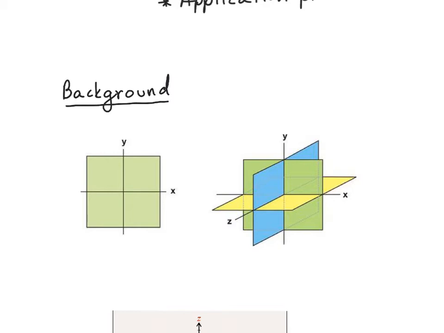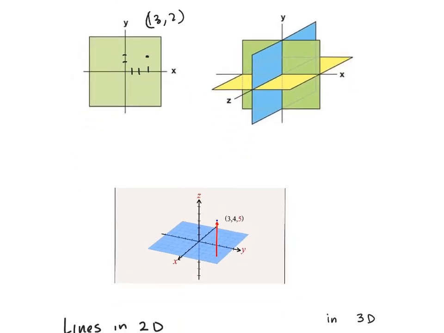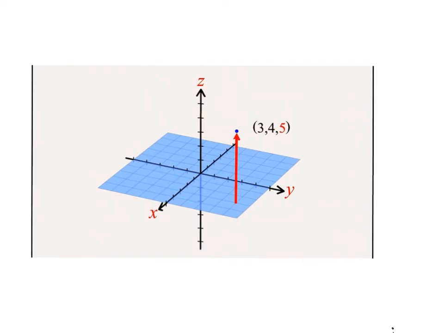Now, locating points on the Cartesian plane, like the point, let's do black. The point 3, 2, you go 3 units in the x direction, 2 units in the y direction, and you locate the point on the plane. When you're talking in 3 dimensions, the point 3, 4, 5, the 5 is this new dimension now.